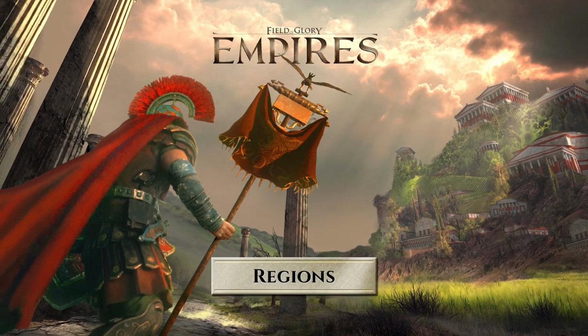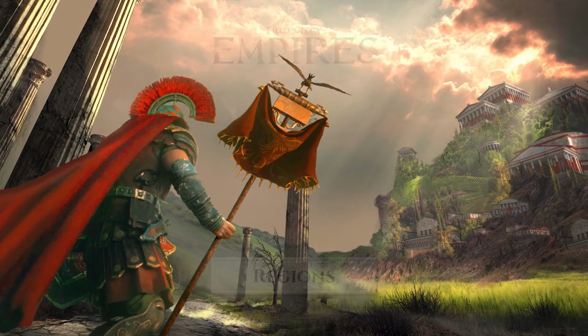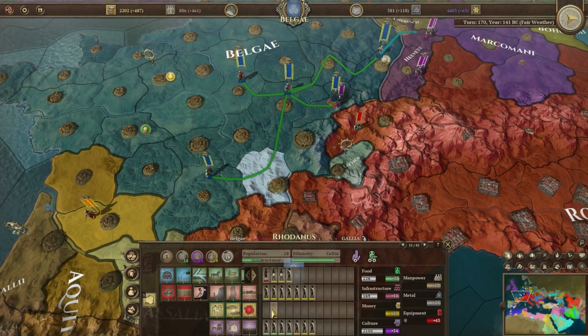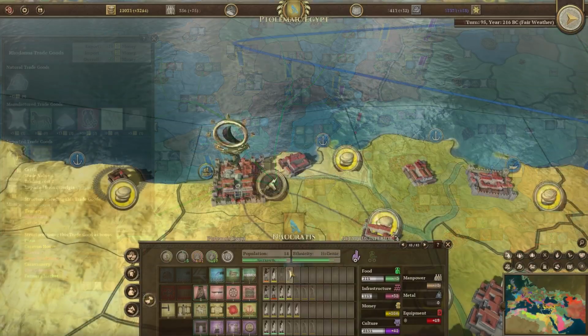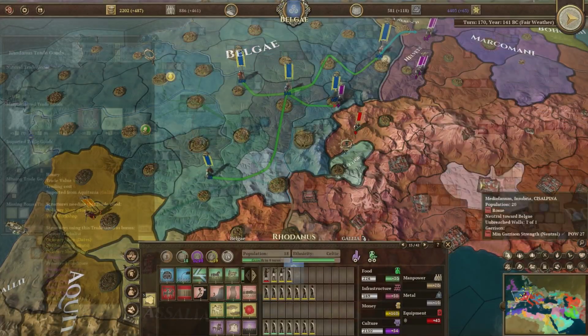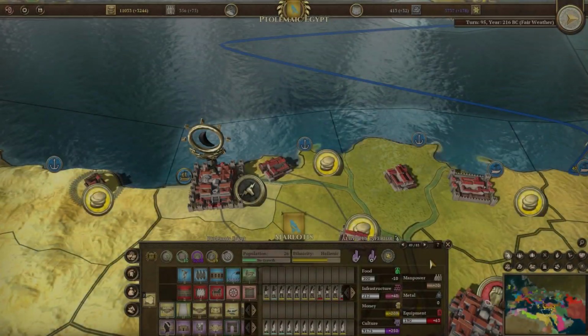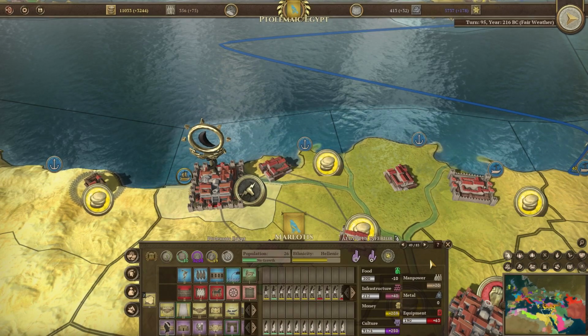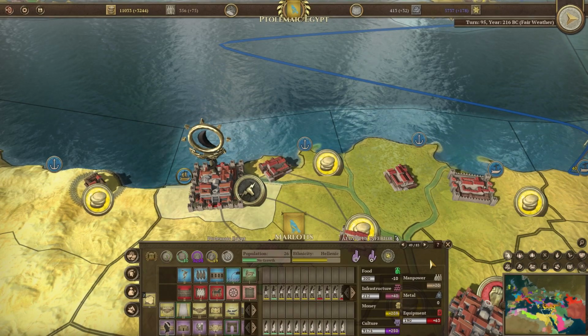Mastering the management of your regions and provinces in Field of Glory Empires is very important. Welcome to this tutorial on regions, resources, population, buildings, and trade. The region management screen is split into many areas, but you really only make decisions around buildings and population.